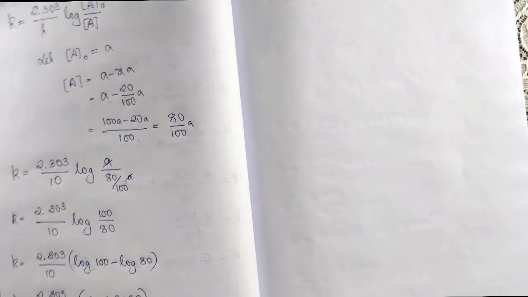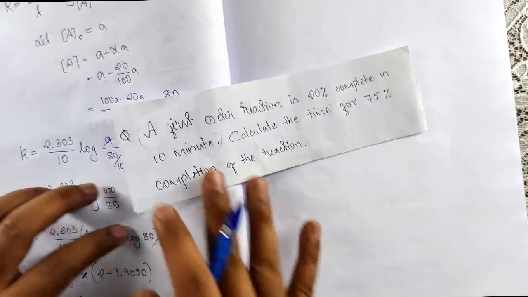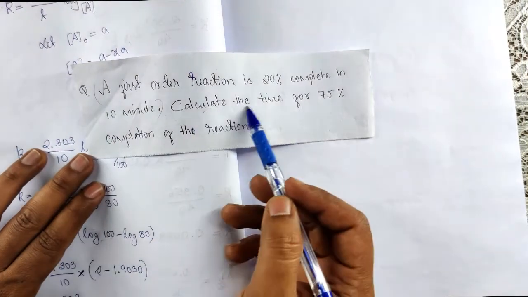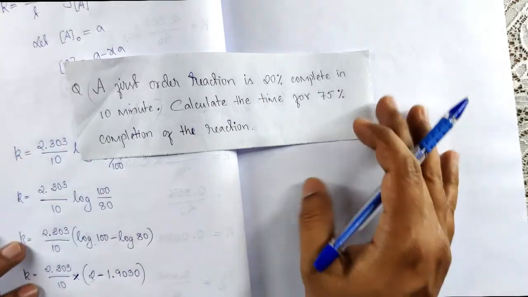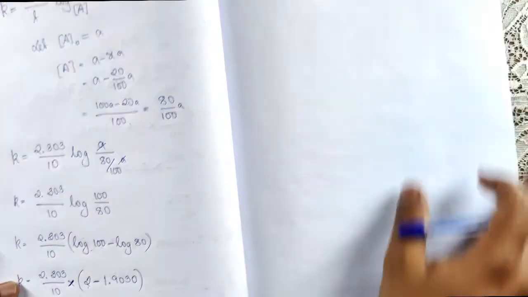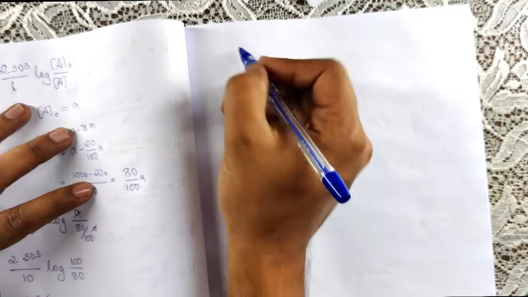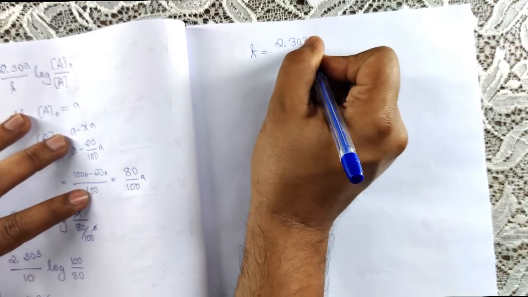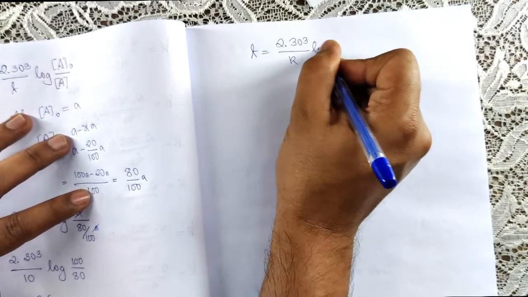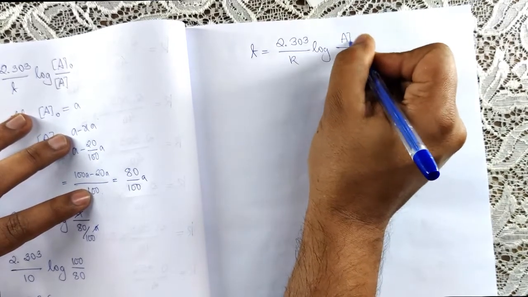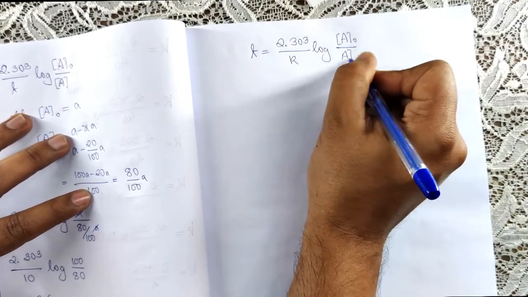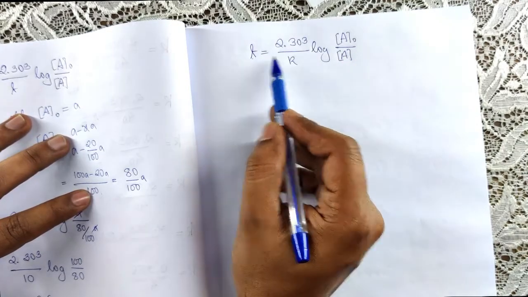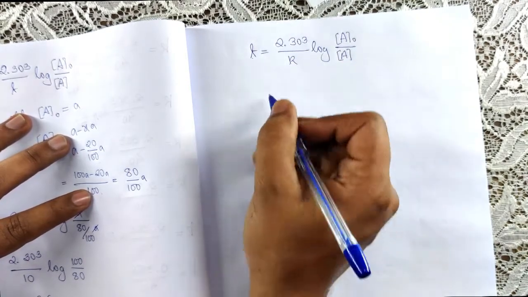So what is the second part of the question? The second part of the question is calculate the time for 75% completion. So now we will calculate time t. I'll write down the formula like this: t is equal to 2.303 by k log a naught by a. Since we are going to calculate time, I just changed their places.